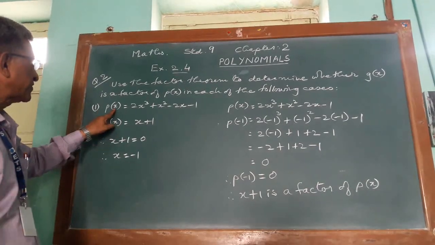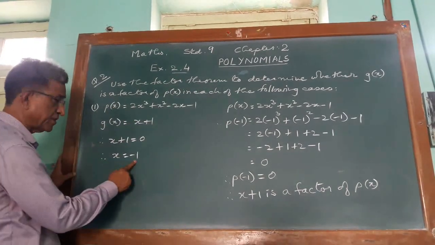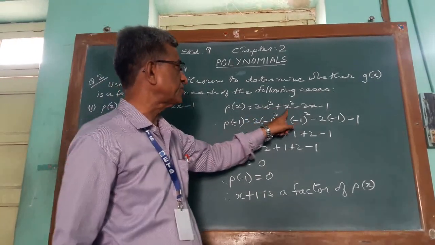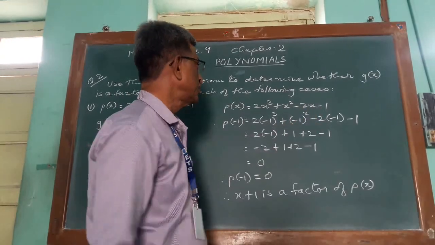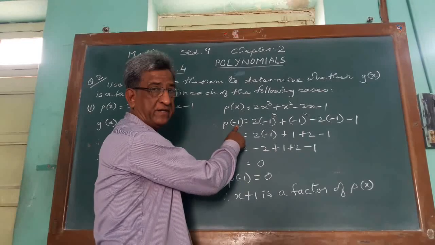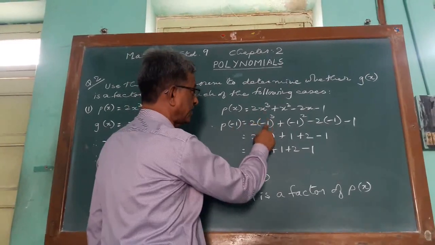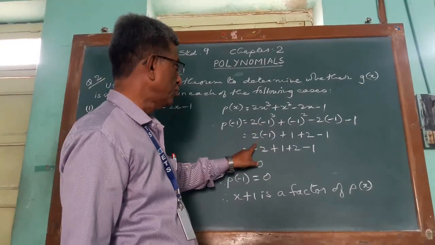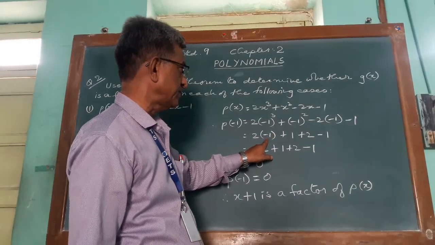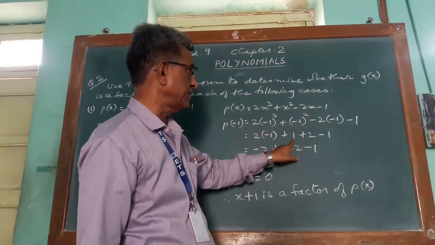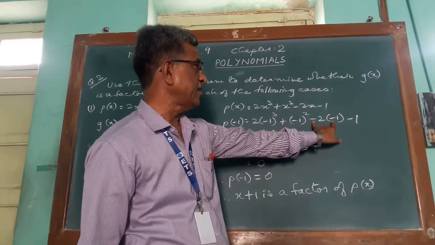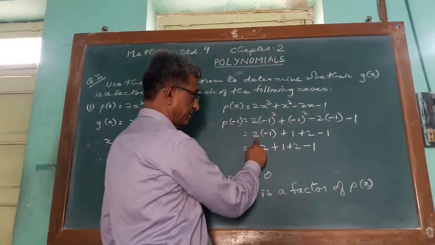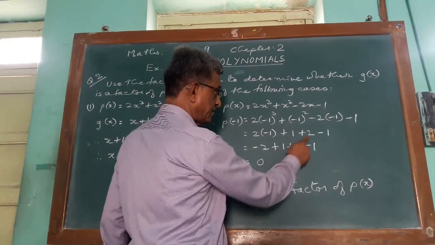So in place of x, you have to put x equal to minus 1. So p(x) is equal to 2x cube plus x square minus 2x minus 1. So instead of x, write down minus 1, in all places of x. Now simplify. 2 into minus 1 cube gives you minus 1. Minus 1 square is 1. 2 into minus 1, minus into minus becomes plus, minus 1. 2 into minus 1 gives you minus 2. Plus 1 plus 2 minus 1.